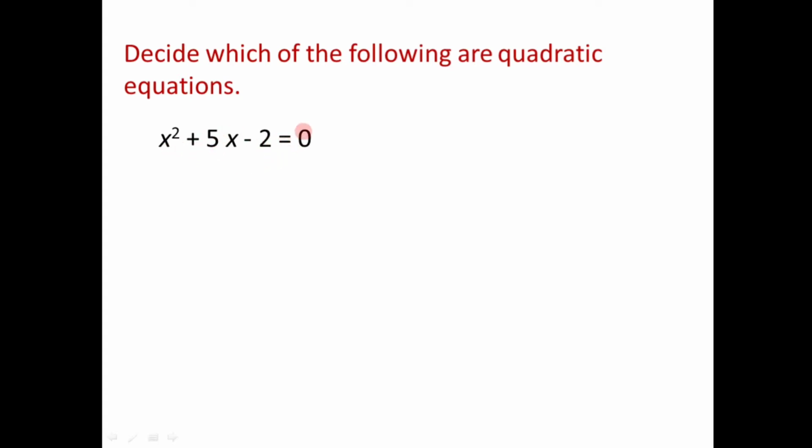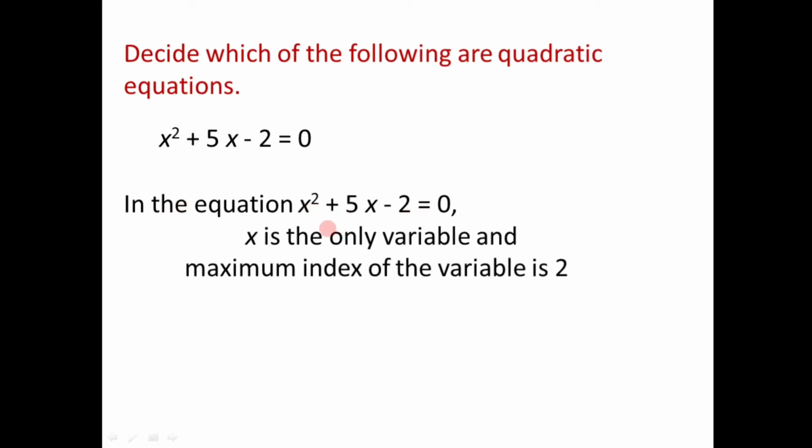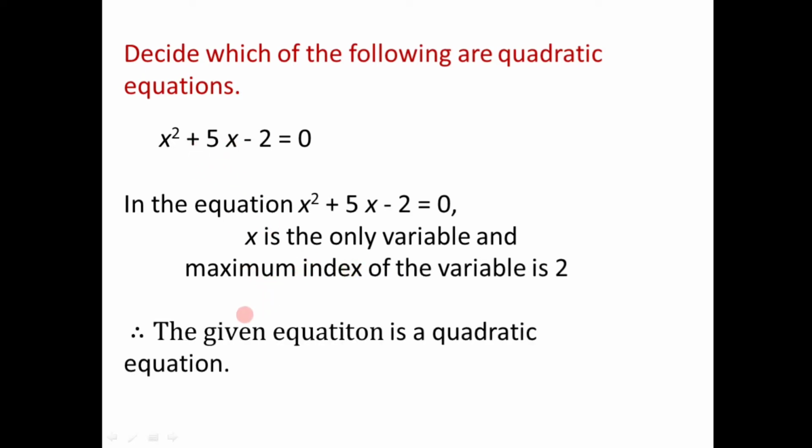Now to decide whether it is a quadratic equation or not, we have to compare it with the standard form of a quadratic equation. So the equation given here is x square plus 5x minus 2 is equal to 0. In this equation, x is the only variable and the maximum index of that variable is 2. Here both the conditions to be a quadratic equation are satisfied, that's why the given equation is a quadratic equation.